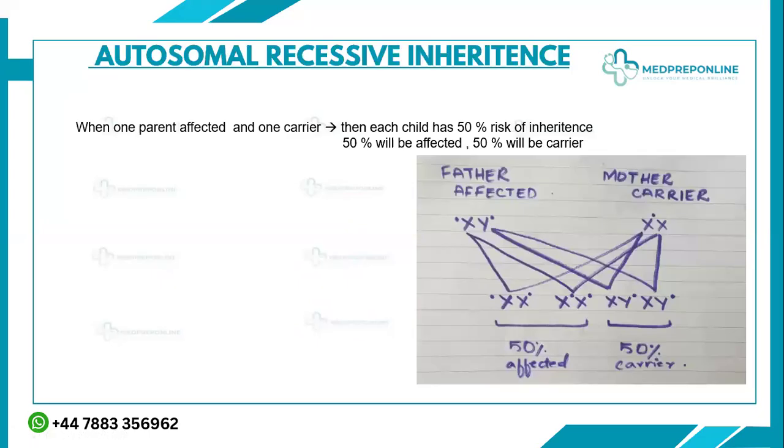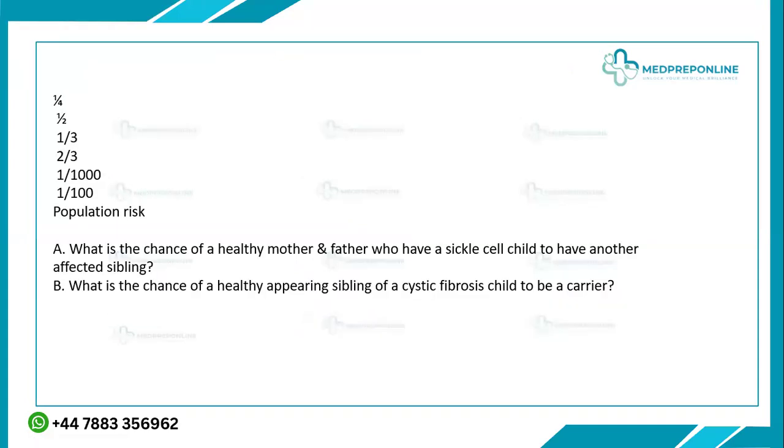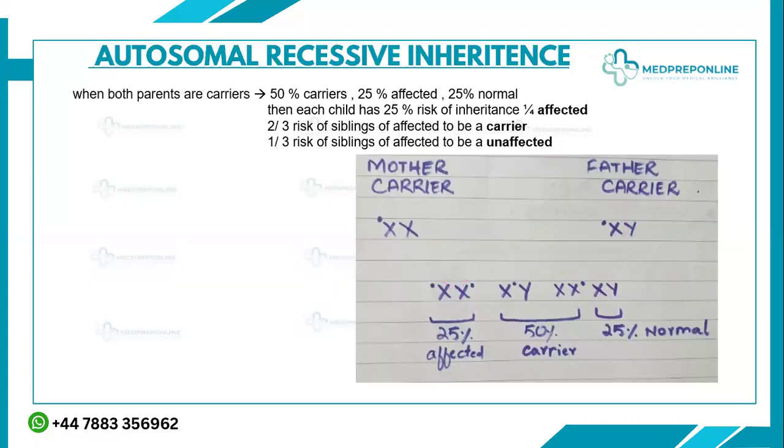Excuse me. Yes. When we talk about the carrier and unaffected child, then we said that there should be 2 by 3 and 1 by 3. Why would we take here the total child? Dr. Hamna, your voice is breaking. I'm not able to hear you. I'm talking about the carrier and unaffected. Okay, I got your question.